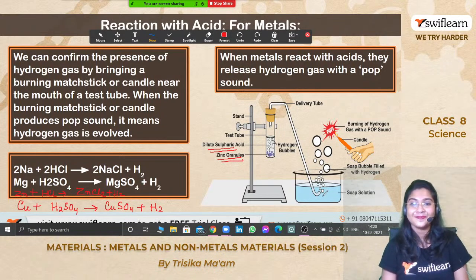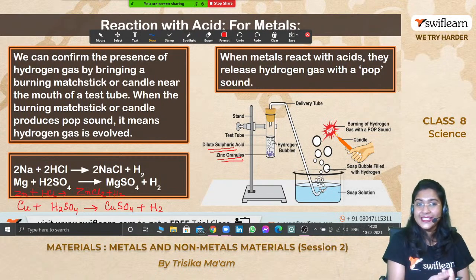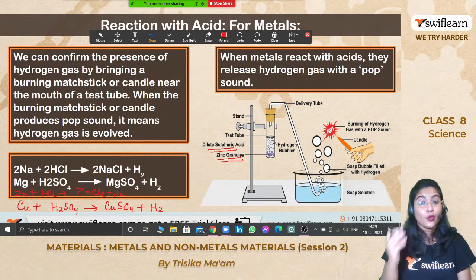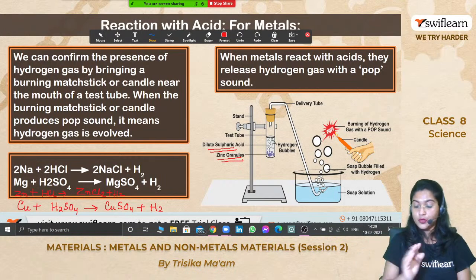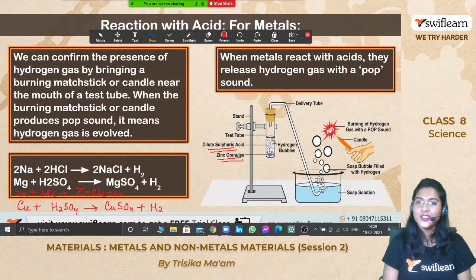You can take a burning matchstick or a candle near the mouth of the test tube and you will hear a pop sound. That proves that hydrogen gas is evolving. That pop sound is the indicator of the formation of hydrogen gas. Clear? But there are also certain exceptions, like gold, silver, platinum, which do not produce hydrogen gas. So up to this much clear?